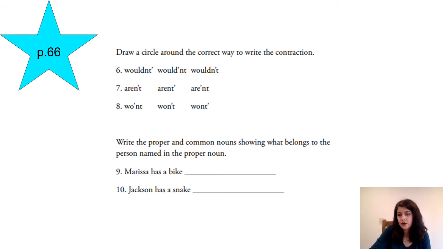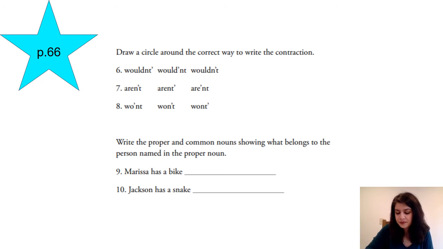Go ahead and circle the correct spelling of won't. You should have circled the one that looks like this. Oftentimes in contractions, the apostrophe goes between the N and the T.